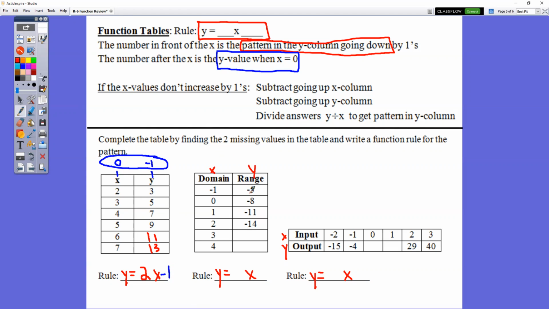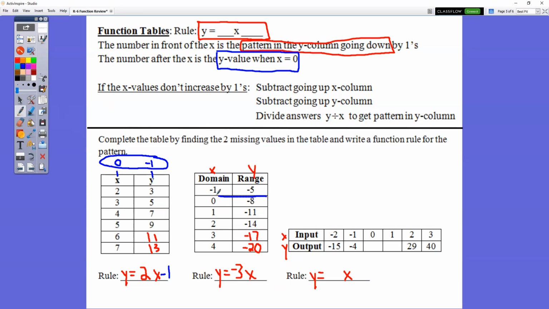Let's take a look at the middle one. -5, -8, -11, -14. What am I doing each time as I'm going down? Well, you could say that you're adding by -3, or you could say that you're subtracting by 3. Either way, it is a -3 that goes in front of your x. If I add -3 here, the next number in my pattern would be -17. If I add -3 again, the next number would be -20.